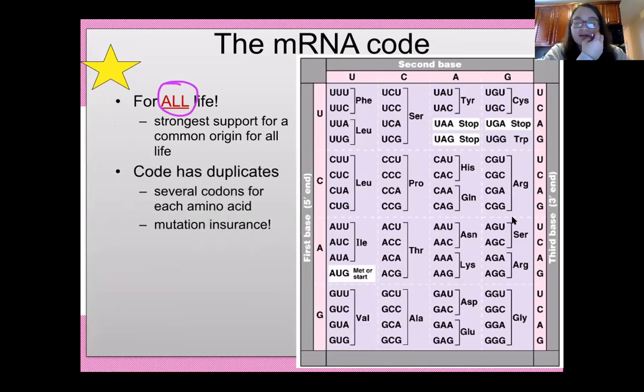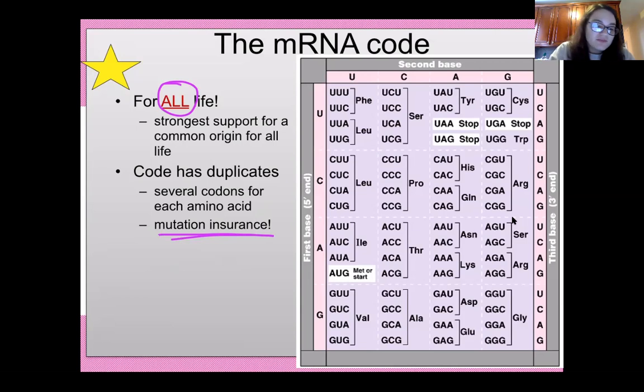Now, one cool thing is this code actually has duplicates inserted, meaning that there are several codons for each amino acid. And this is almost like mutation insurance, meaning that if something happens and the mRNA code messes up a little bit, there are safeties built into this code that protect you from any damage.